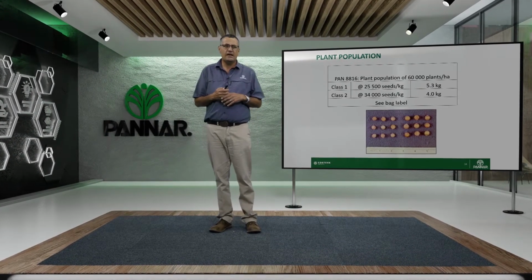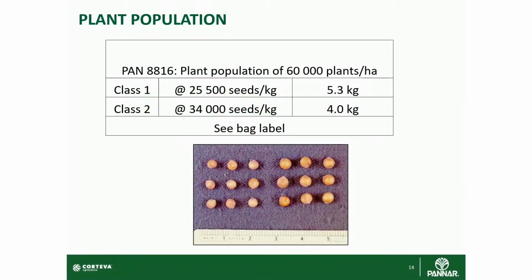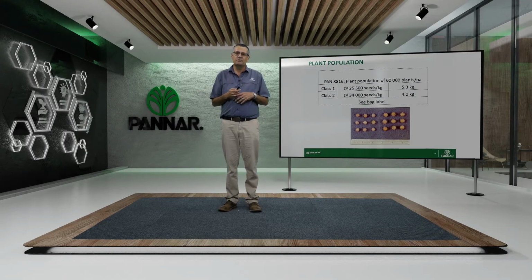I've spoken about seed size, and we class our seed in two different classes. Class 1 has the bigger seeds, roughly 25,500 seeds per kilogram, and class 2, the smallest seed, is roughly 34,000 seeds per kilogram, and for a 60,000 stand, that will amount to 4 kilograms per hectare. It's important to look at the label on the bag. That label tells you the amount of seeds per kilogram in the bag. So look at the label, and use it to make your calculations on the seed being used.